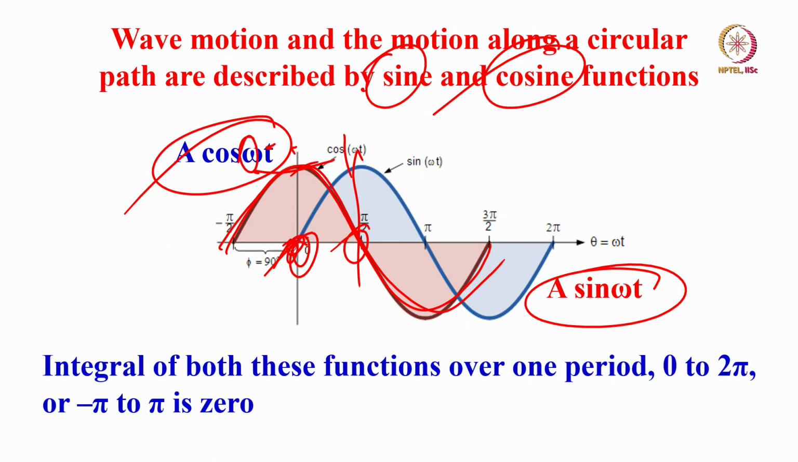But what happens if I take one full cycle? From here to here I consider one cycle. One cycle means 0 to 2 pi or minus pi to pi, whatever you want to take. And if I take this function and integrate over this entire region, 0 to 2 pi, what is going to happen? Remember this, if I take this area, this and this get nullified. Similarly, this and this get nullified. So the integral of these two functions over one period, 0 to 2 pi or minus pi to pi, is 0. This is a point we should remember.